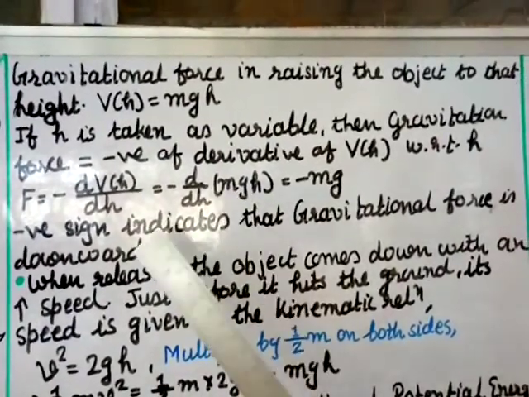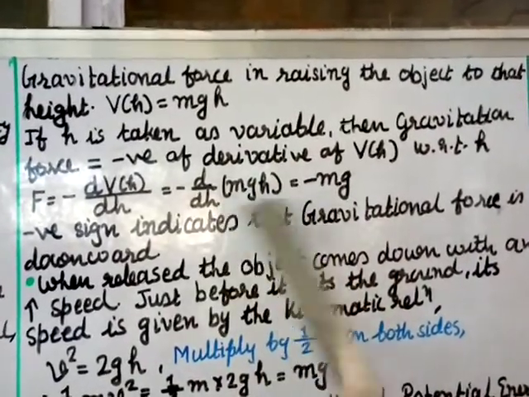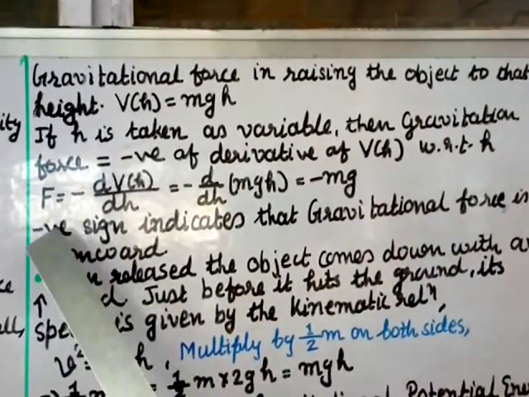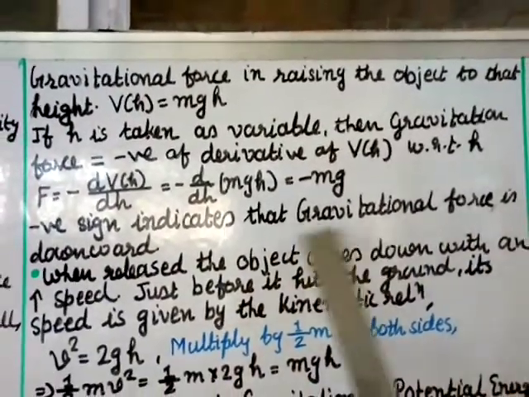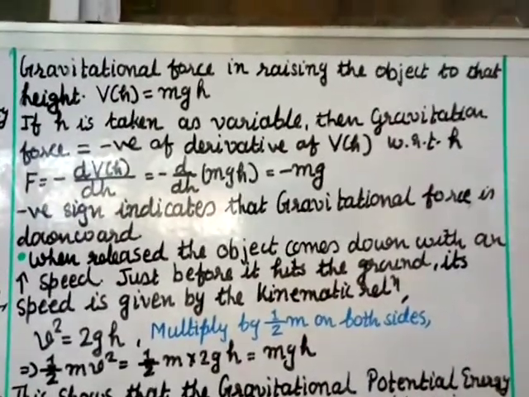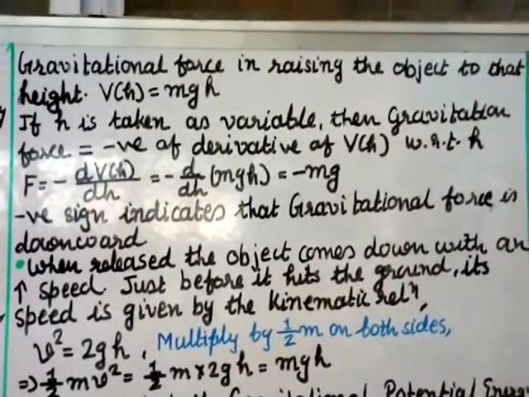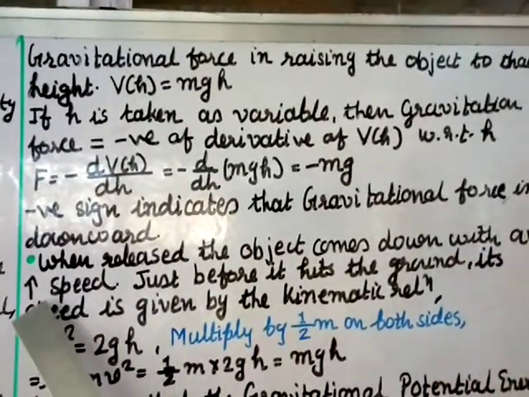Now mg will be constant and the derivative of h with respect to h will be 1. So the derivative of this will be minus mg. The negative sign indicates that the gravitational force is downward. We know that gravitational force is towards the earth, so that is downward. When released, the object comes down with an increased speed.